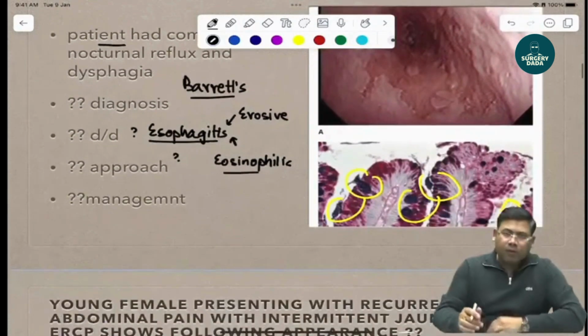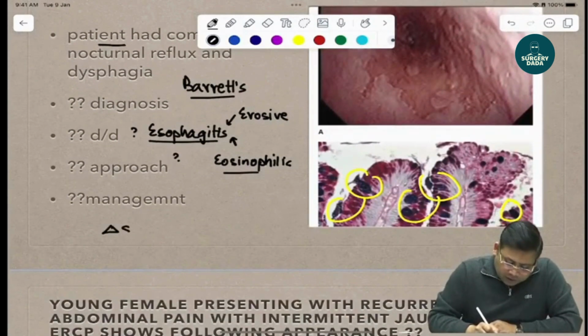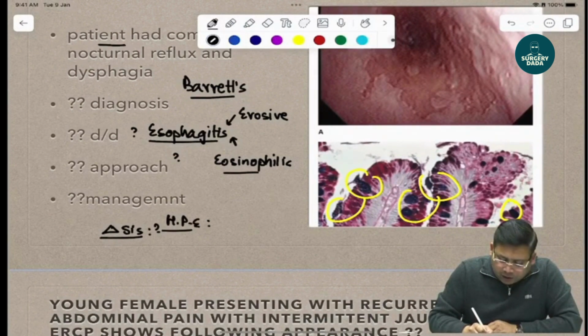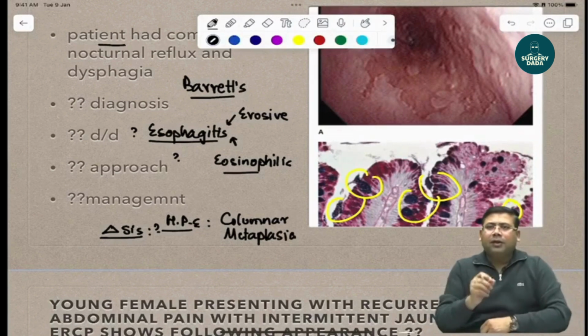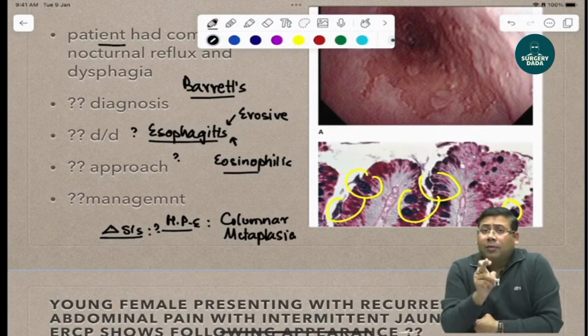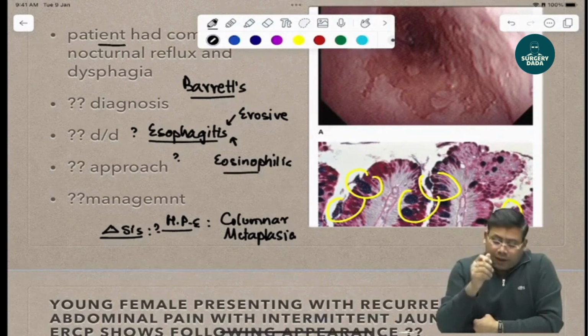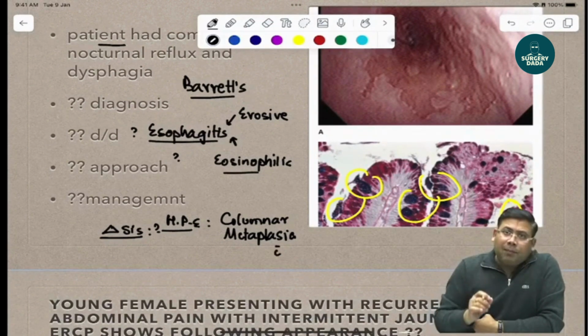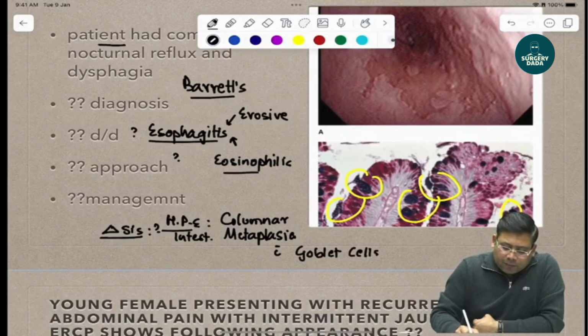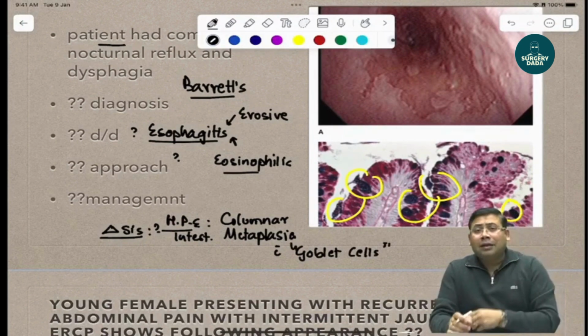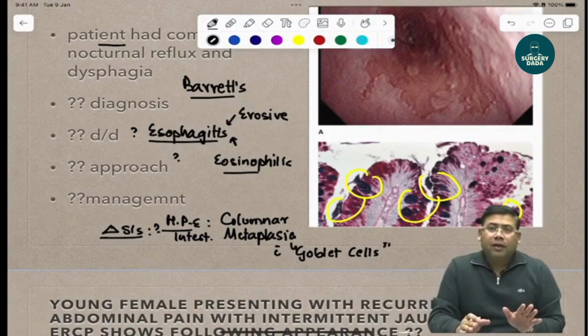How did we confirm the diagnosis? The diagnosis was confirmed with the help of histopathology. On HPE, you get to see columnar metaplasia. What is Barrett's esophagus? It is defined as any length of columnar lined esophagus. Remember, any length. Normally it is squamous. Any length of columnar epithelium lined esophagus with intestinal metaplasia. So intestinal metaplasia is there with goblet cells on histopath. So goblet cells are the ones which actually confirm Barrett's esophagus.